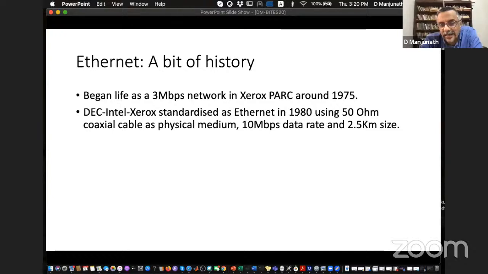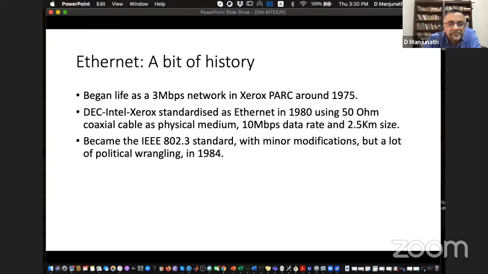It was an industry standard, and there was no standards body that underwrote it or that agreed with it. Okay, so what they used at the time was a 50 ohm coaxial cable, which many of you may not have seen, and then they used a 10 megabits per second data rate on that, and they said the maximum size of the network, that means length of the cable in the network, would be of the order of 2.5 kilometers.